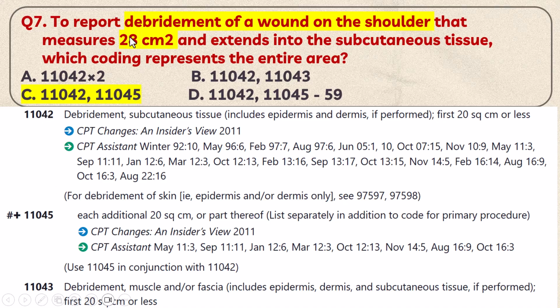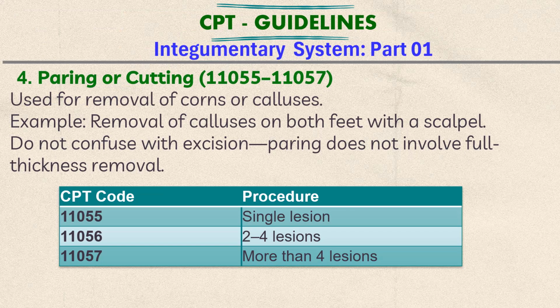So the area is 28 centimeters square. So for the first 20 square centimeters, you have to use 11,042. And for the additional 8 centimeters square, you have to use the additional code. So the correct answer will be answer C, 11,042 and 11,045.